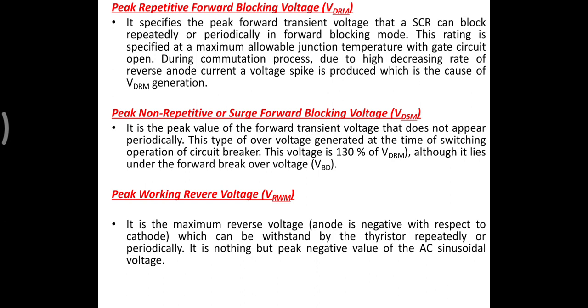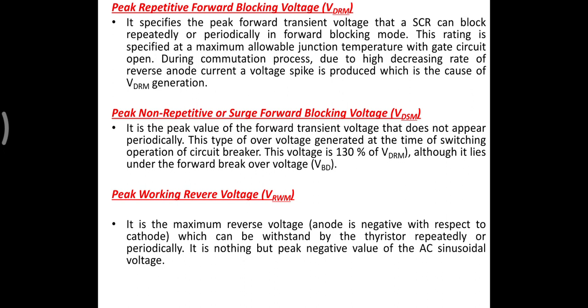Next, peak non-repetitive or surge forward blocking voltage. Previously we were seeing the peak repetitive forward blocking voltage. This is the peak non-repetitive or surge forward blocking voltage. The definition for this one is the peak value of the forward transient voltage that does not appear periodically. Previously we saw that the peak voltage in forward blocking mode comes repeatedly or periodically.